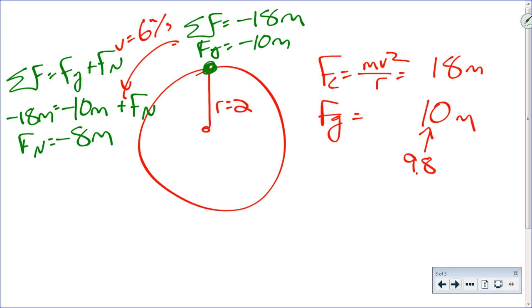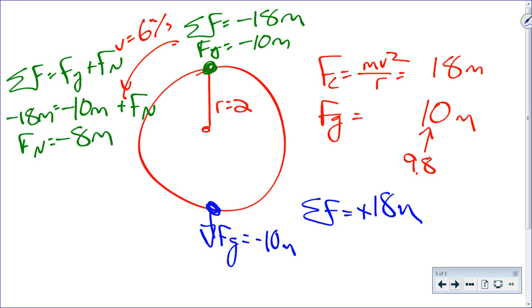Good. I'll finish it real quick. If you have time, cool. If not, no big deal. All right. At the bottom, force of gravity is negative 10m. The difference is your net force is now positive 18m. Yes, okay. Cool? Thank you. Yep. Does that help?